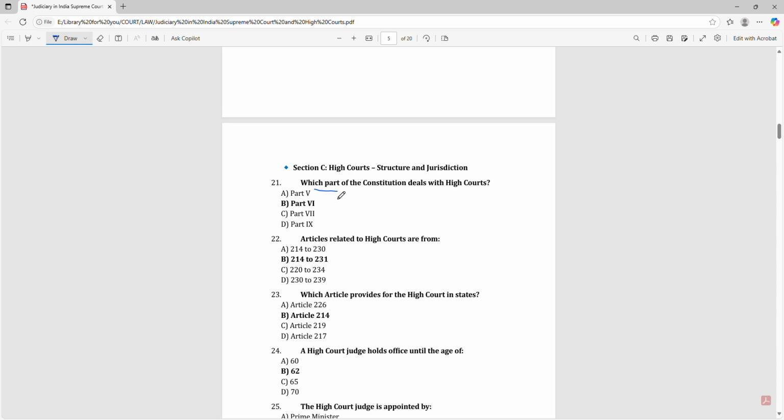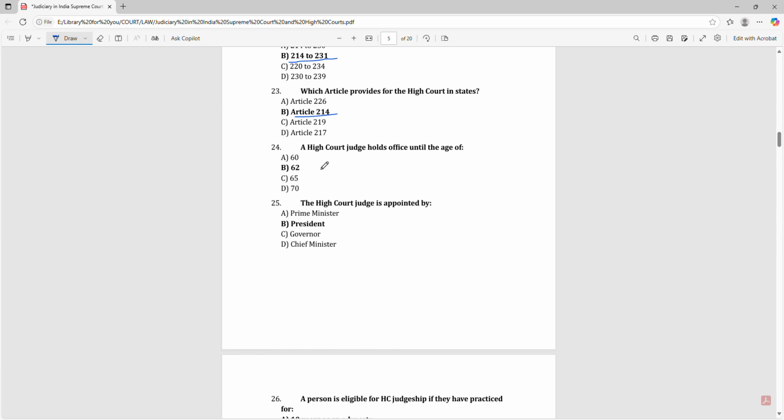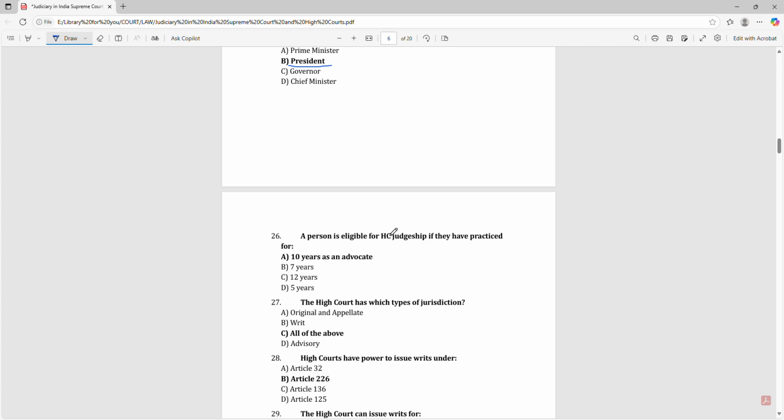Which part of the Constitution deals with High Courts? Part 6. Articles related to High Courts are from 214 to 231. Which article provides for the High Courts in states? Article 214. A High Court judge holds office until the age of 62. The High Court judge is appointed by the President. A person is eligible for High Court judgeship if they have practiced for 10 years as an advocate.